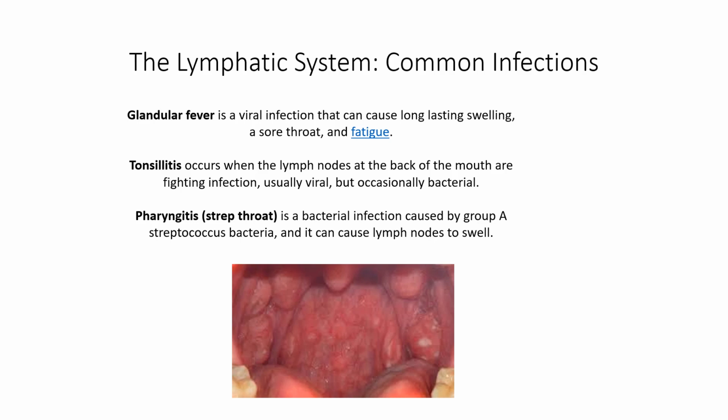Tonsillitis occurs when the lymph nodes are fighting infection, usually viral, but they can be bacterial on occasion. And pharyngitis, so the pharynx, is sometimes called strep throat. It is a bacterial infection caused by group A streptococcus bacteria, a mouthful that one, and it can cause lymph nodes to swell as well.